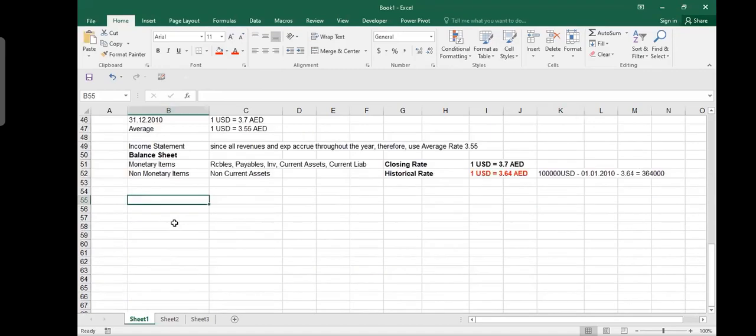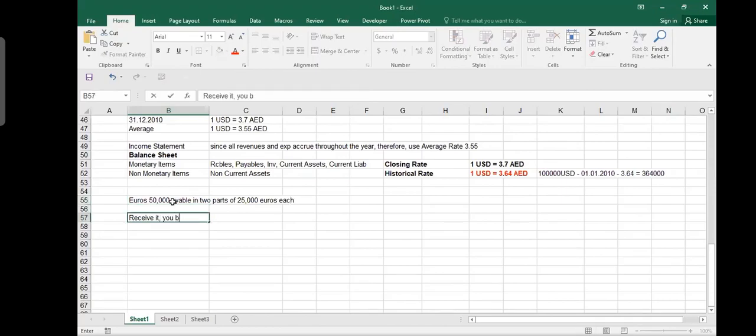Please read the question. You have an invoice for how much amount? 50,000 euros. It is a 50,000 euro invoice, payable in 2 parts, 25,000 euros each. When you receive it, you book it at the current rate. And your current rate was how much? It was 1.63.